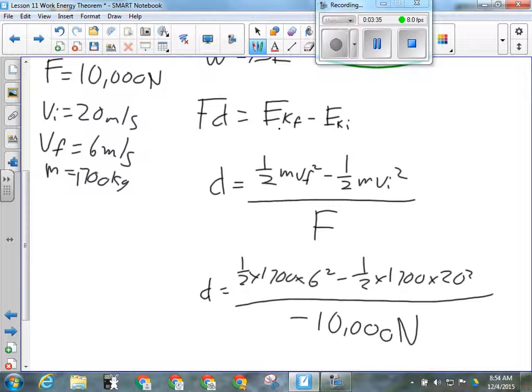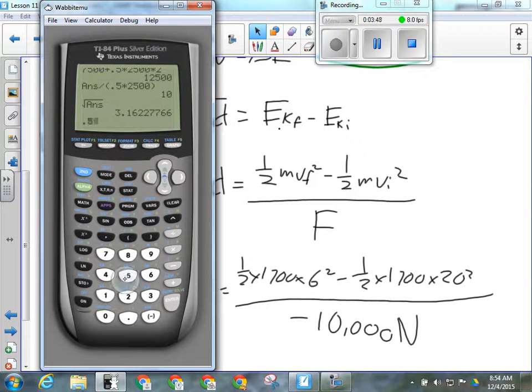That's why I kind of made the big deal out of the negative here. I want you to get an answer that's got the right vector on it, even though it's not really a vector quantity. So when we plug in our numbers there, 0.5 times 1,700 times 36, minus 0.5 times 1,700 times 20 squared, divided by negative 10,000 newtons, 30.9 meters. Ringing a bell? So that's one with kinetic energy.